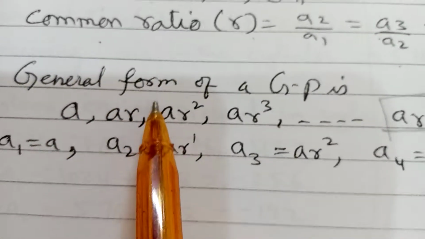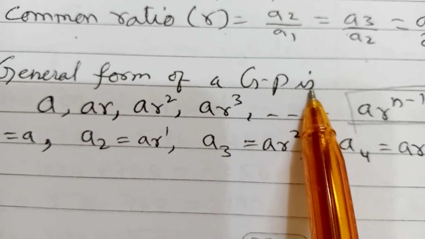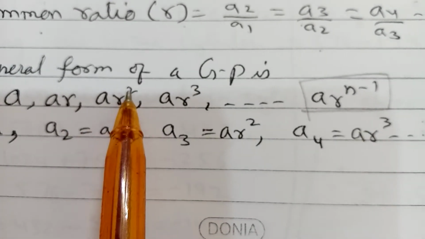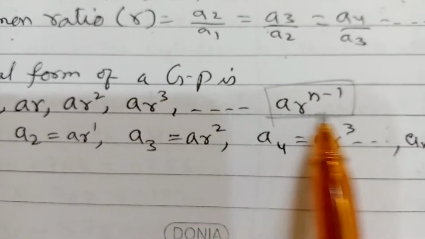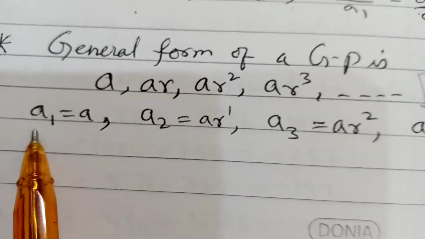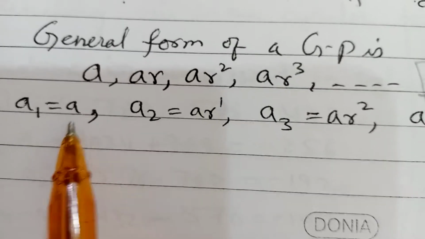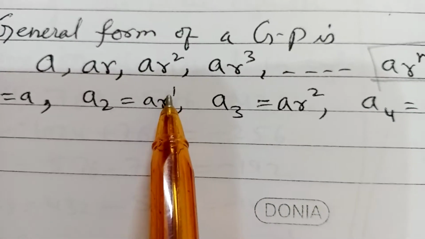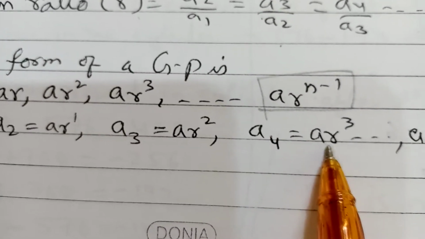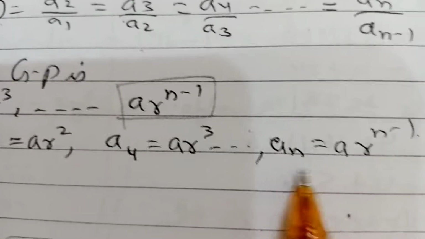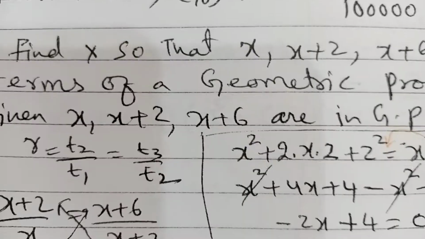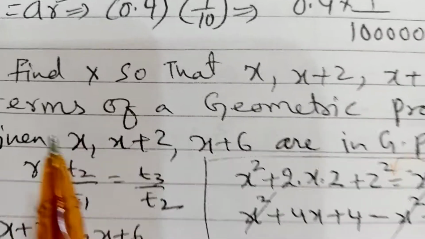So the general form of a geometric progression is a, ar, ar2, ar3, which means the general term is ar^(n-1). So first term a1 is equal to a, a2 is equal to ar1, a3 is equal to ar2, a4 is equal to ar3, and an is equal to ar^(n-1). Okay. Let us see the problems.